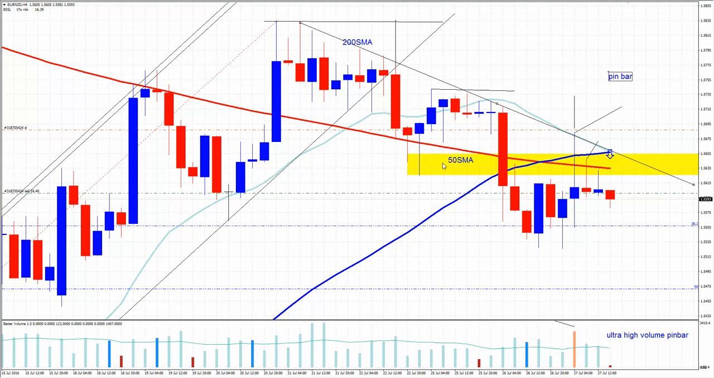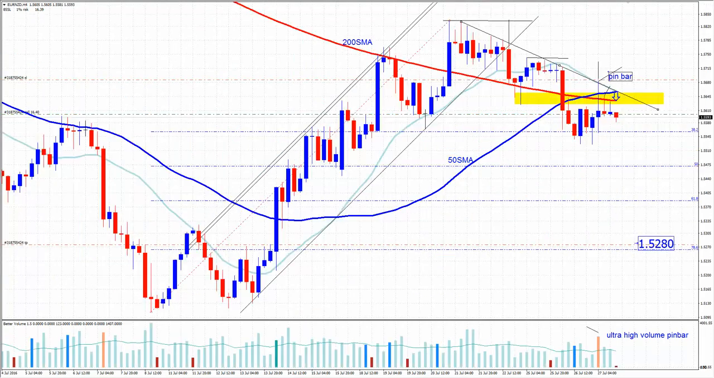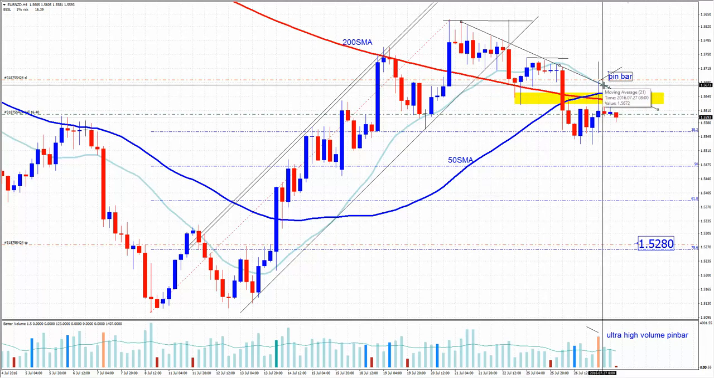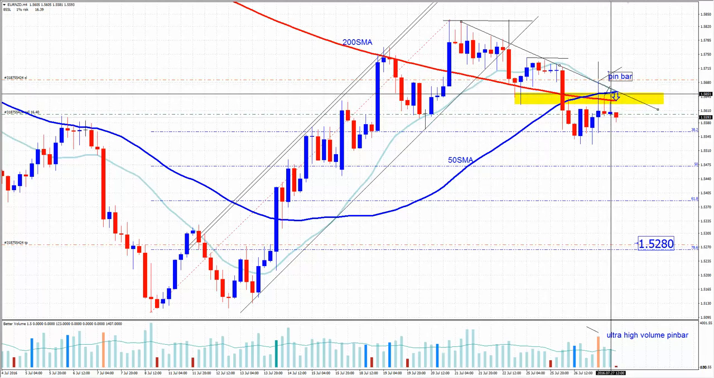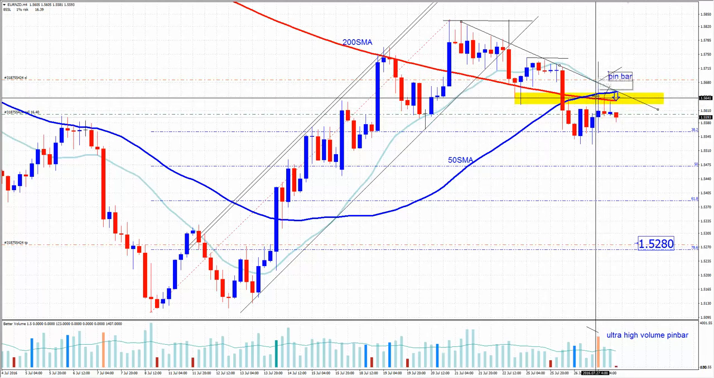What else did this confirm? It confirmed the absolute rejection from the slope of the moving averages there. I will zoom you out here. You have a 200 MA, a 50 MA, and this 21 MA, all in a similar place, and the pin bar went through all of these moving averages and then back here.